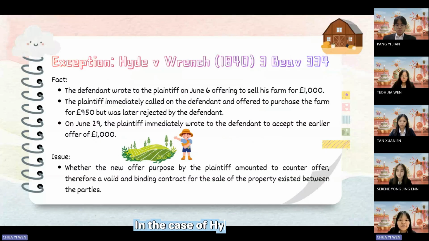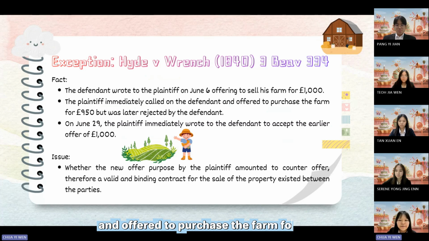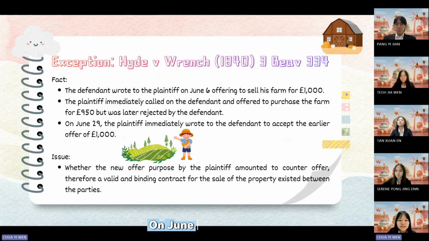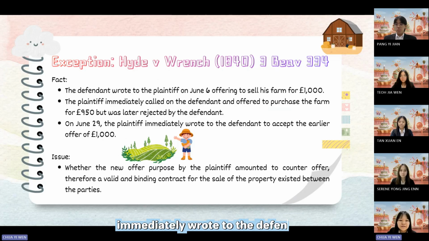In the case of Hyde v Wrench, the defendant wrote to the plaintiff on June 6 offering to sell his farm for £1,000. The plaintiff immediately called on the defendant and offered to purchase the farm for £950, but it was later rejected by the defendant. On June 29, the plaintiff immediately wrote to the defendant to accept the earlier offer of £1,000.